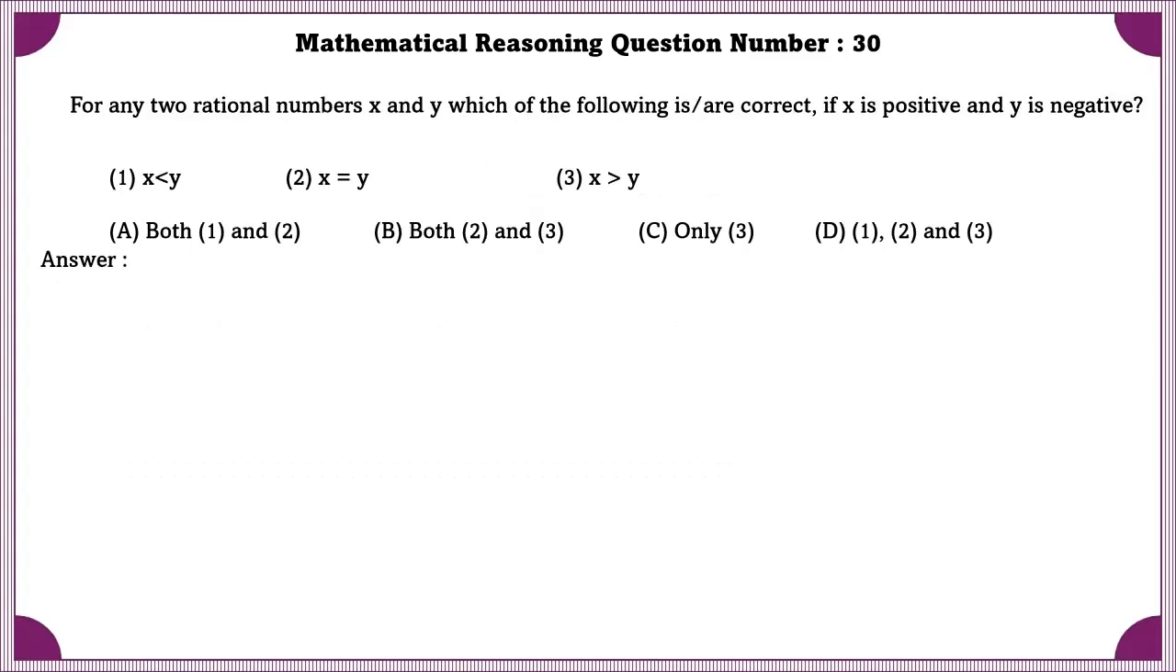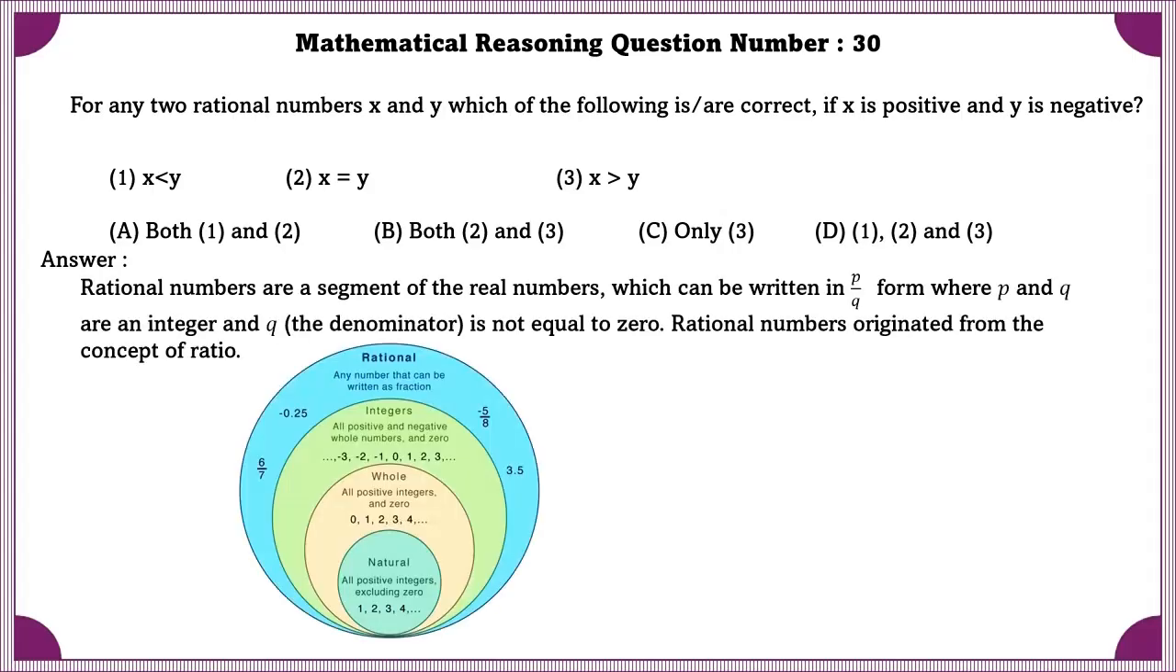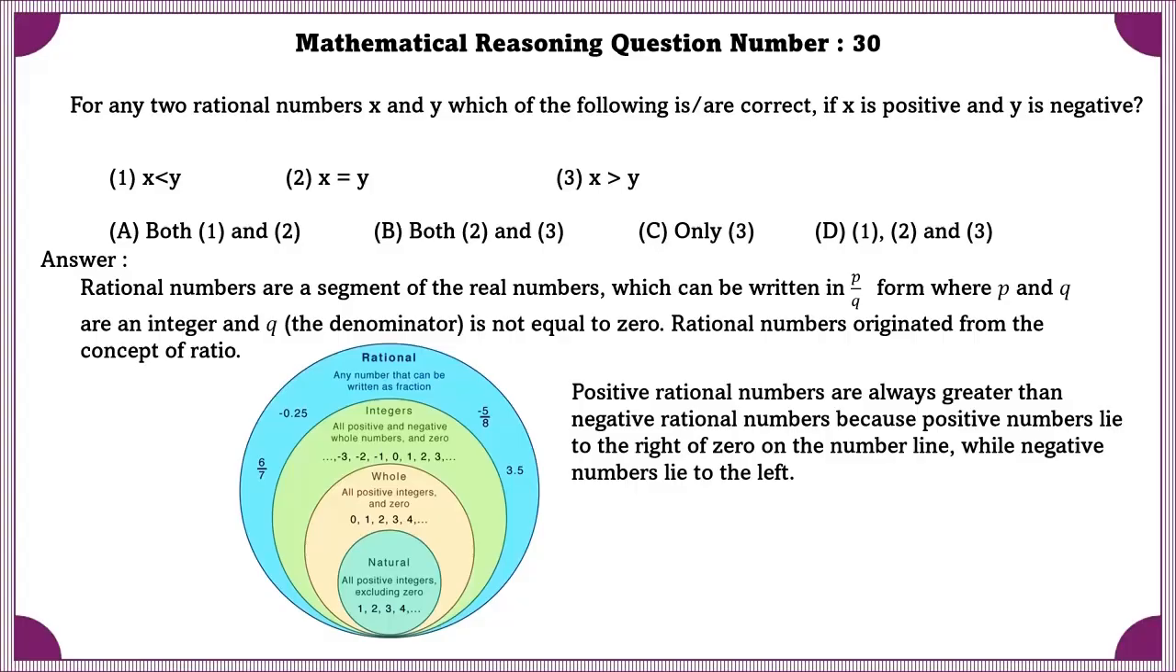Mathematical reasoning question number 30. For any two rational numbers x and y, which of the following is correct if x is positive and y is negative? Rational numbers are a segment of the real numbers, which can be written as p by q, where p and q are integers and q, the denominator, is not equal to 0. Rational numbers originated from the concept of ratio.